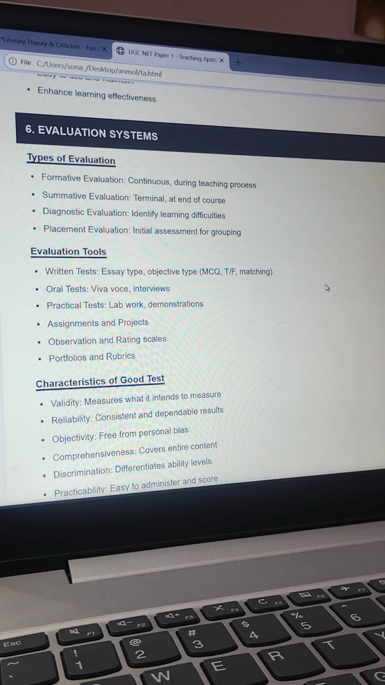And next we have diagnostic, in which we identify learner difficulties, and in placement we have initial assessment for grouping, that is how we place the learners by evaluating their qualities and all of that.